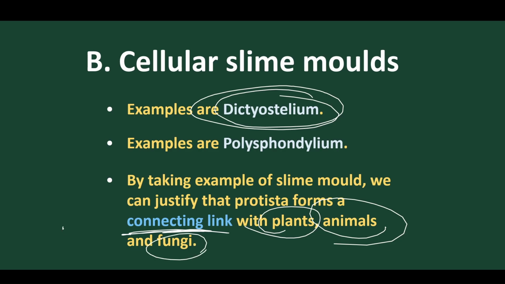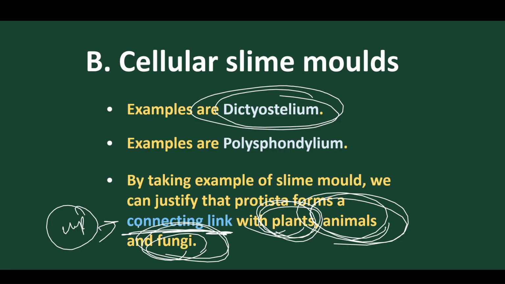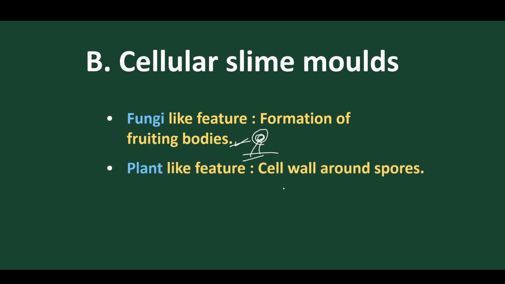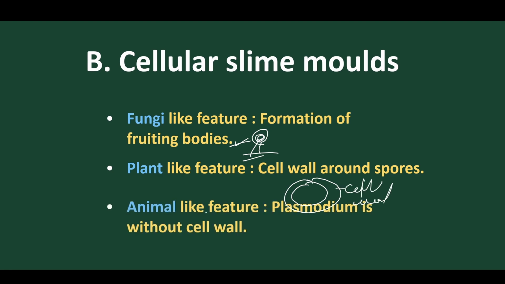So slime molds, we can justify, are protista forming a connecting link between plants, animals and fungi. It is a very important question. Slime molds form a connecting link between plants, animals and fungi. Got it? Fungi-like feature means they have a fruiting body called a sporocarp. Plant-like means the spores have a cell wall.